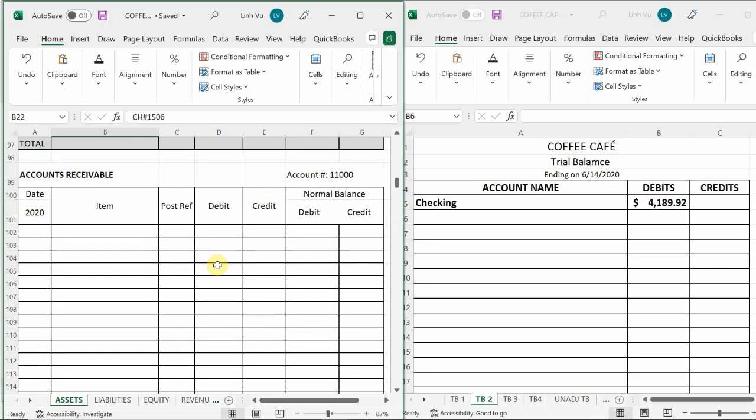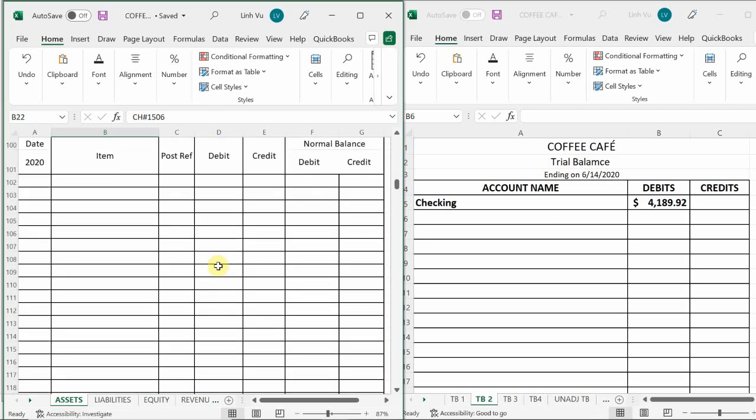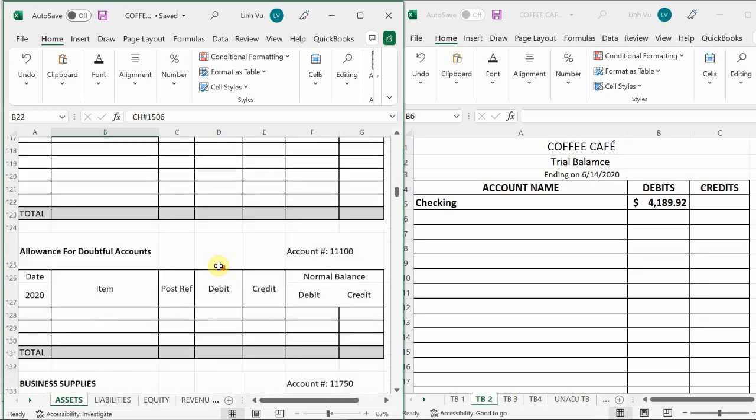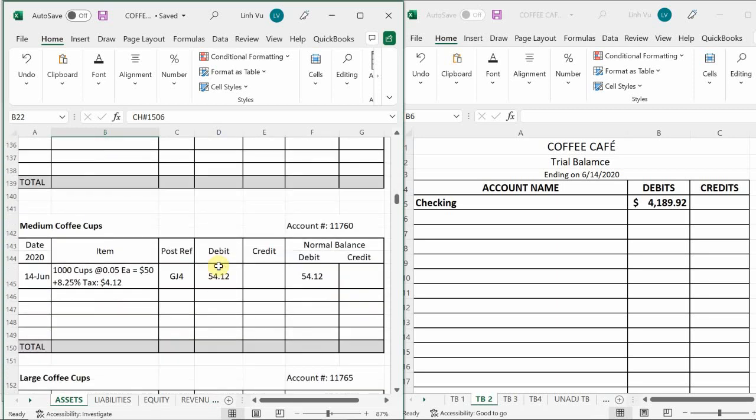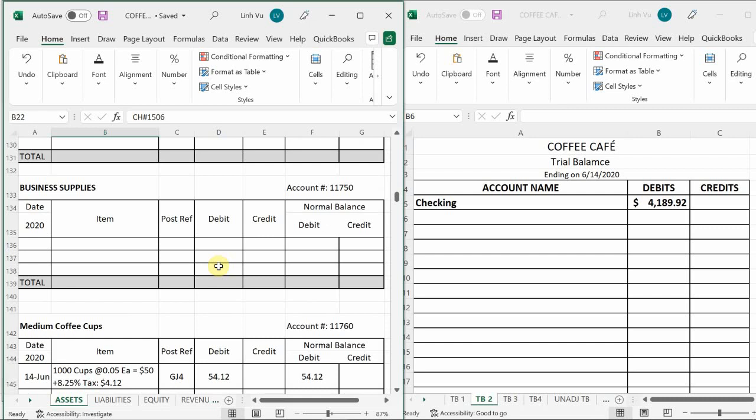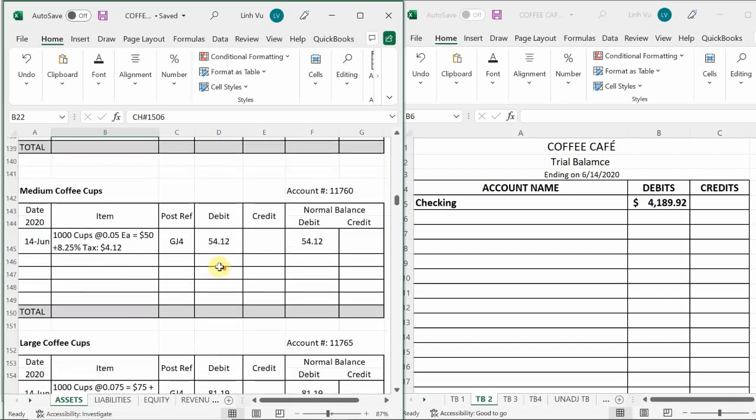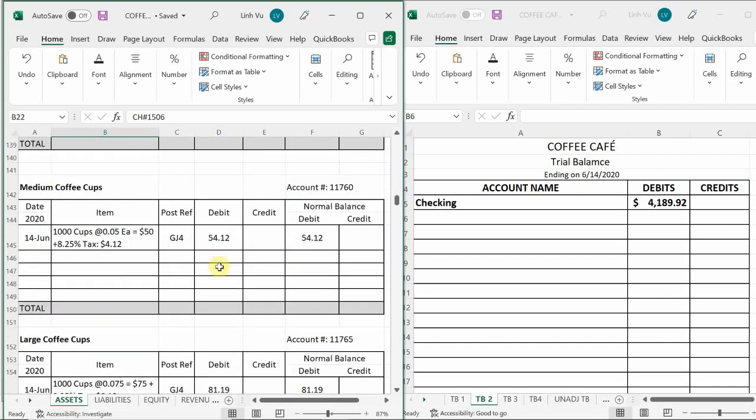Okay. Since I haven't opened my store yet, I haven't sold to any of my customers yet, so no accounts receivable. What about business supplies? Nothing there, however, I did buy some business supplies. What's my first one I bought?